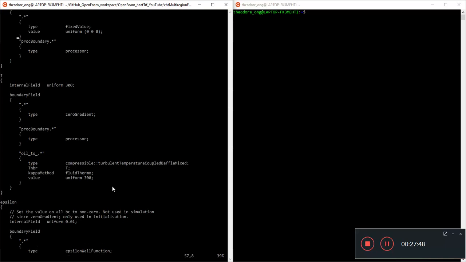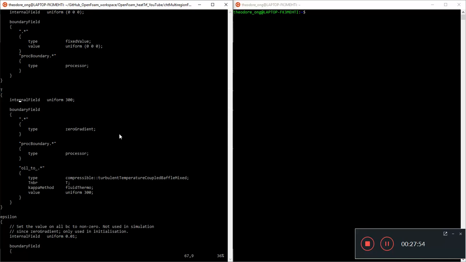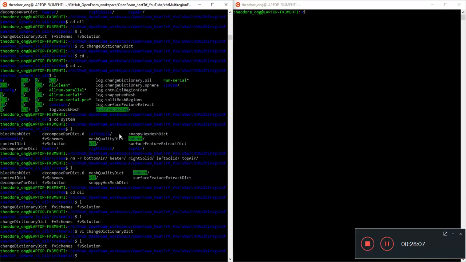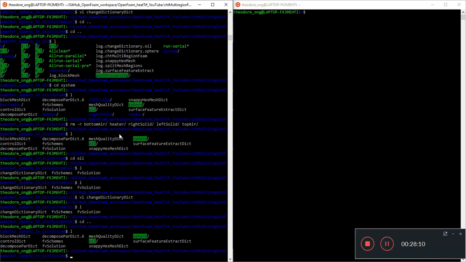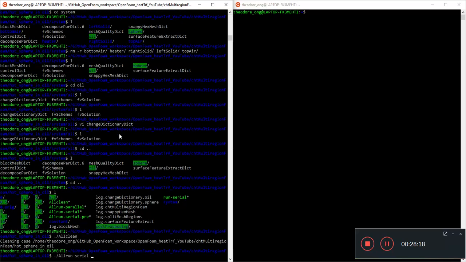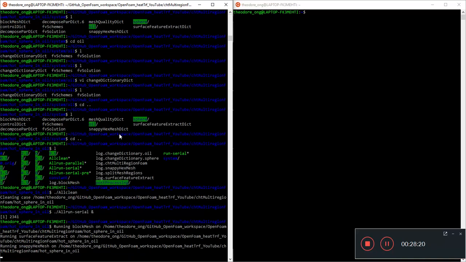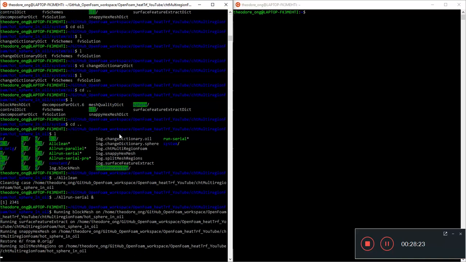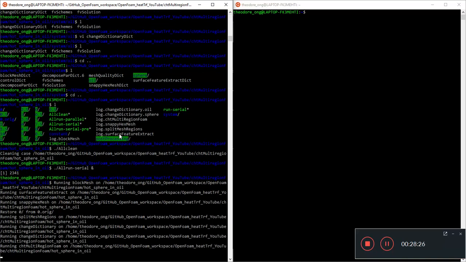So in the changeDictionary dict, I can take a look at the T. I can change from 300 to 600. So the heat should flow in the opposite direction. So we can take a look at what the values of the wall heat flux and the heat transfer coefficient are, and see whether the wall heat flux values actually give us directionality. Okay, all clean. I'll run serial N. So it should be able to run.